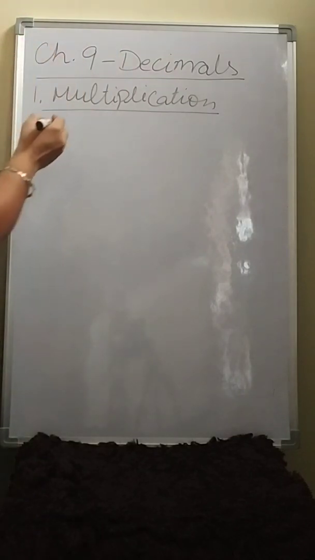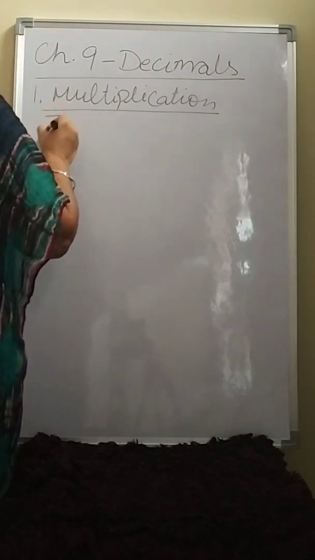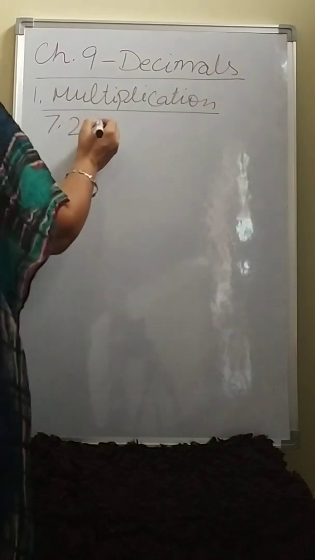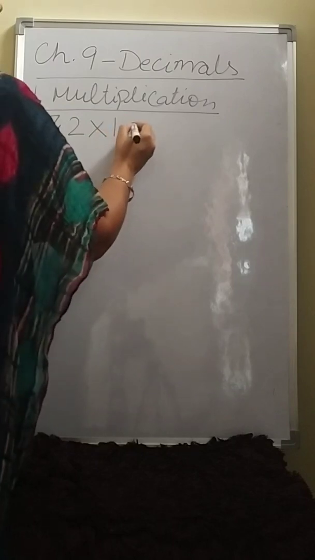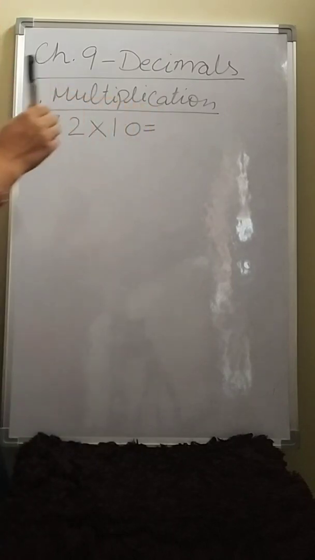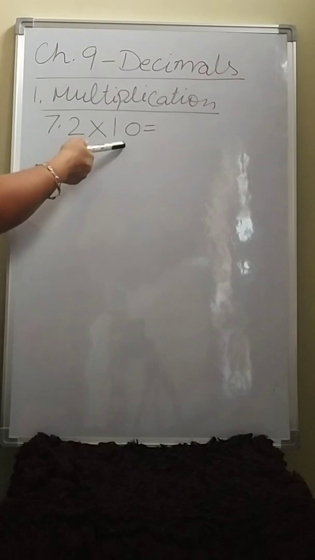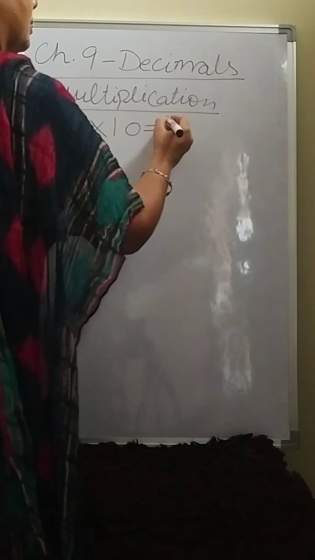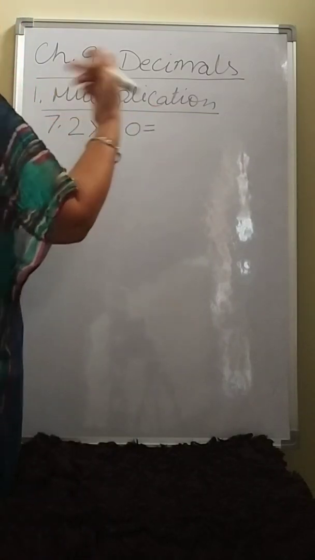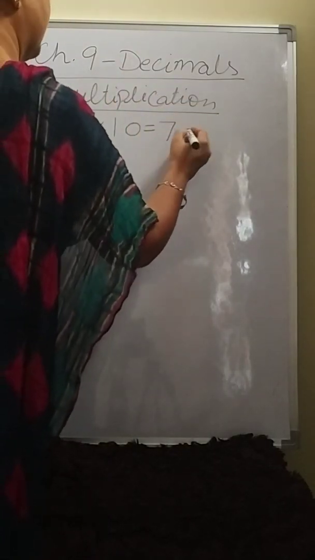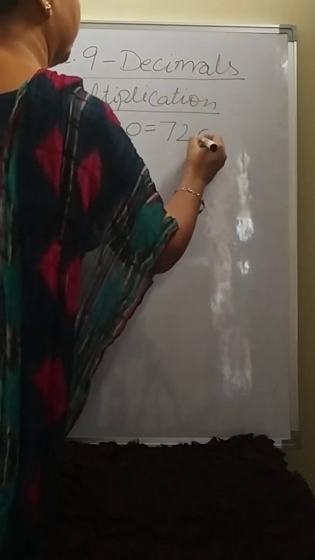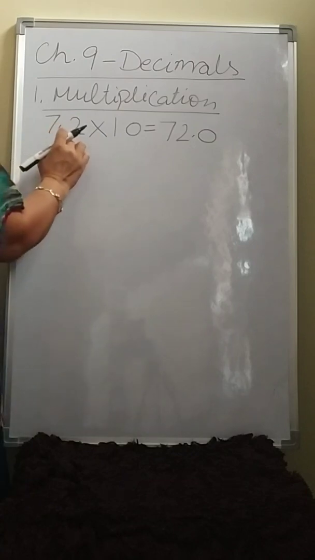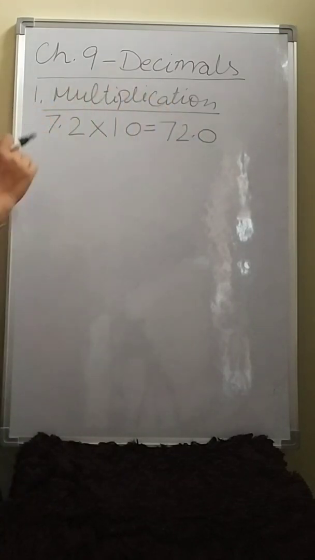Suppose we have a number 7.2. We multiply this number by 10. The decimal will move one digit. So the decimal is here, and the decimal will now be 72.0. The decimal will come here.